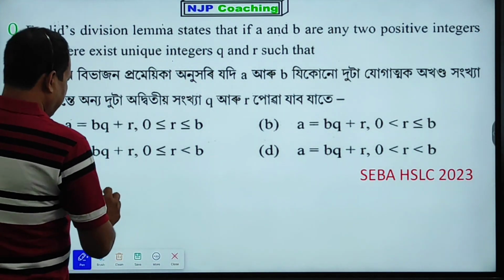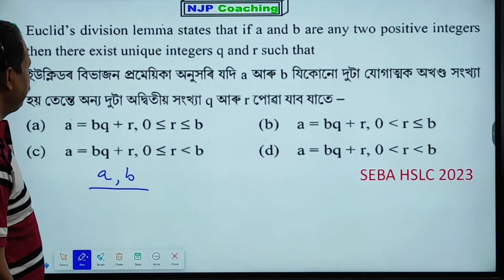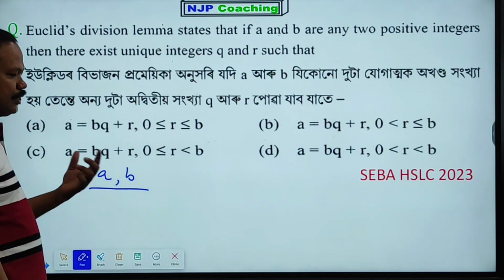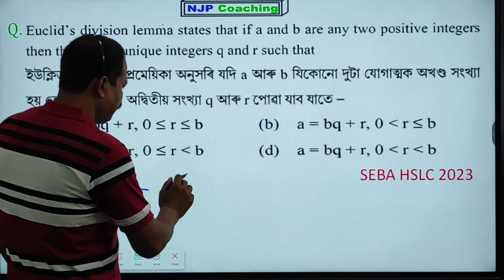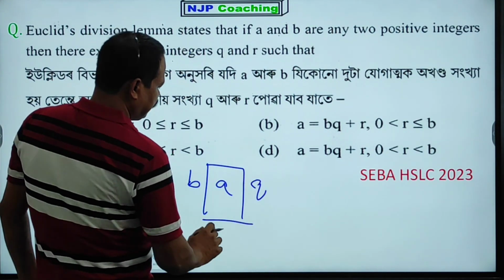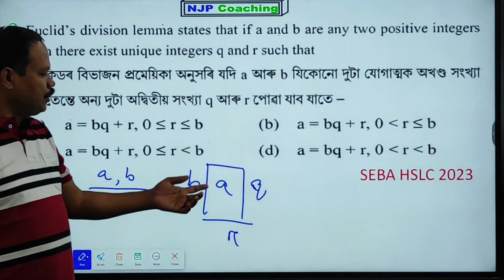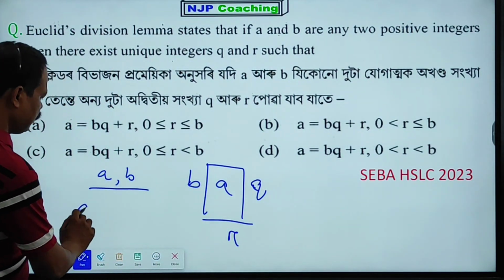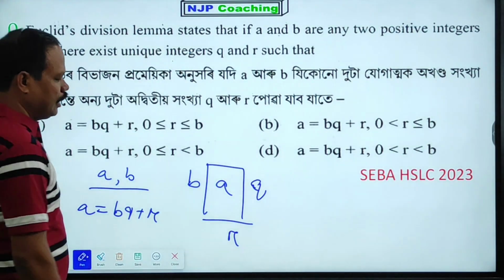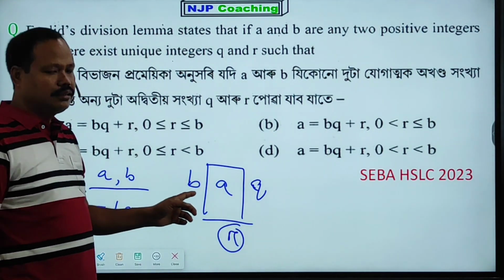So A and B are two positive integers, and in all these options A is greater than B. If we divide A by B, we will get a quotient and a remainder. Now we have to relate this. Dividend is equal to divisor into quotient plus remainder. And this remainder sometimes may be 0, but it is always less than the divisor.